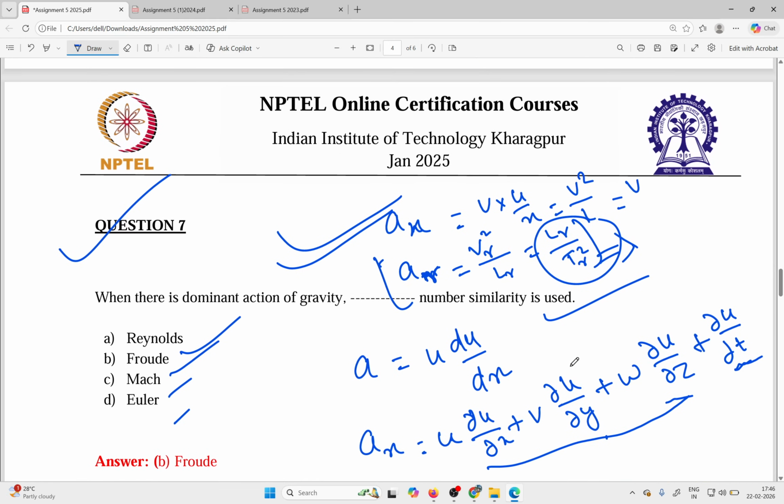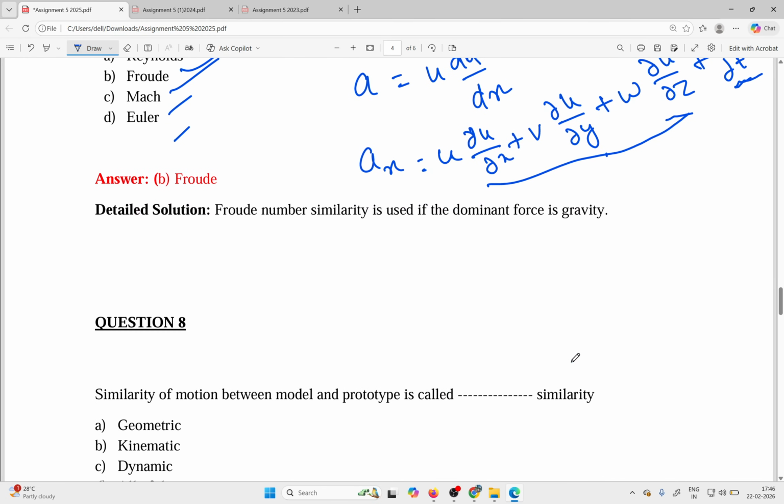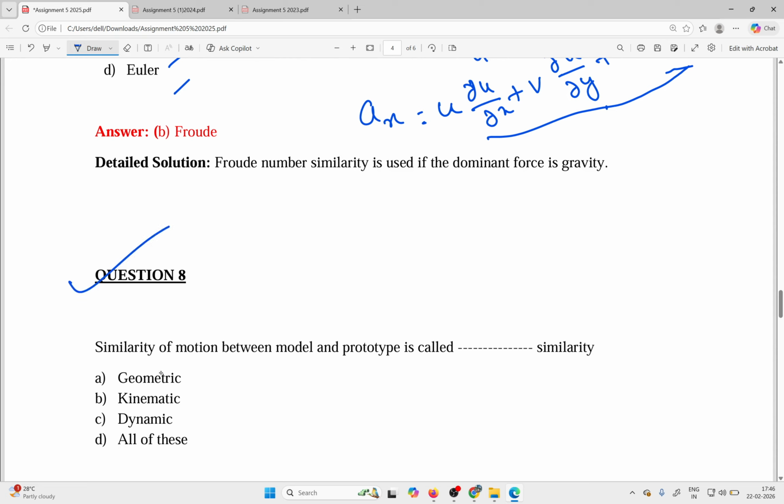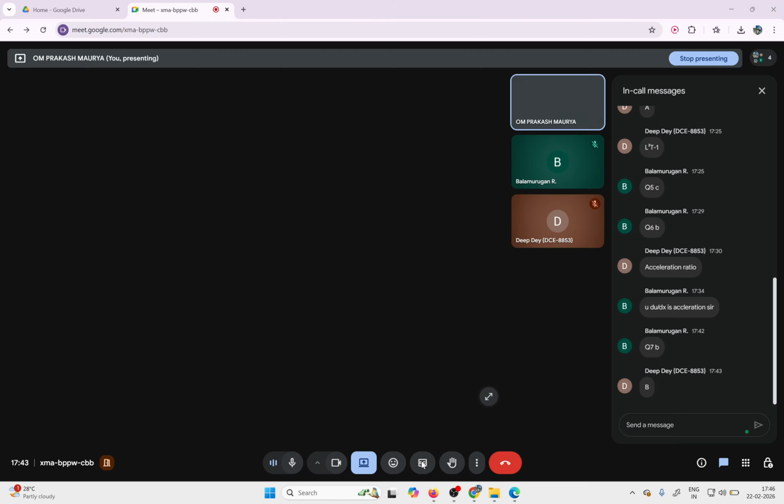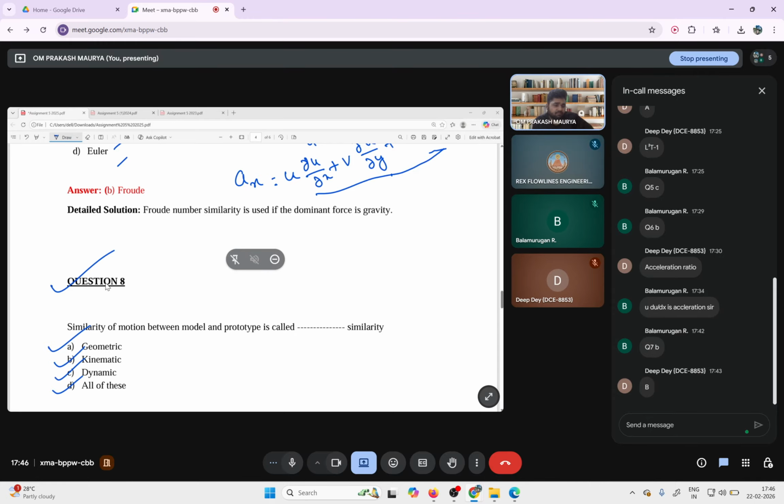Now we'll move on to the next one, question number 8. Similarity of motion between model and prototype is called geometric similarity, kinematic similarity, dynamic similarity, or all of these. Very important. Bala is telling option B for question 8, that is kinematic. That is fine.